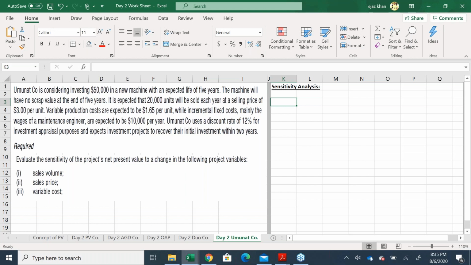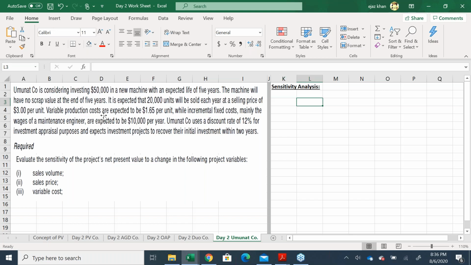We will have different factors, and each factor's change will affect the NPV. And remember, the maximum change a company can afford is to have a zero NPV. What it can't afford is a negative NPV. So from a positive to zero NPV is still acceptable, but a negative NPV is not acceptable. So this is what sensitivity analysis is. And now let's check out this question. We have to see how sensitive this project is to the project variables that we just discussed.